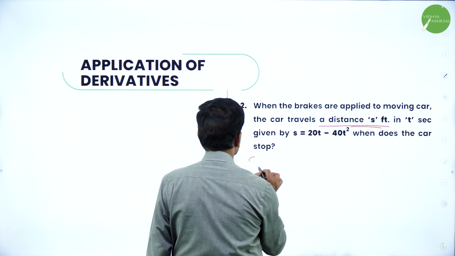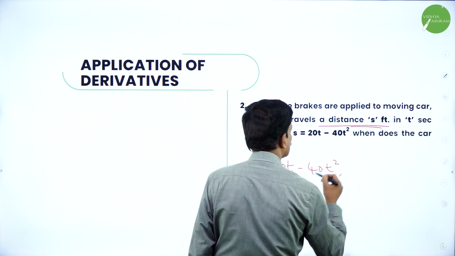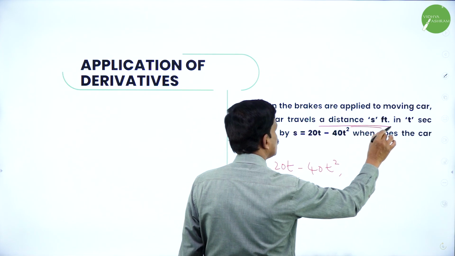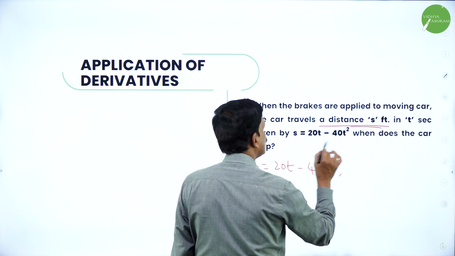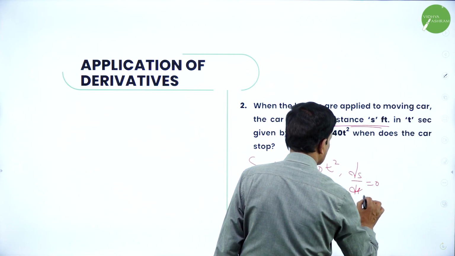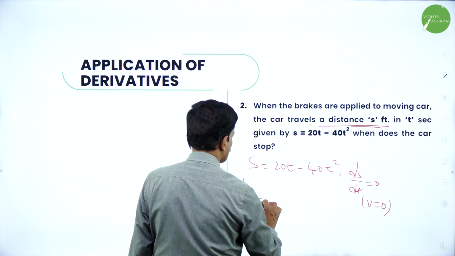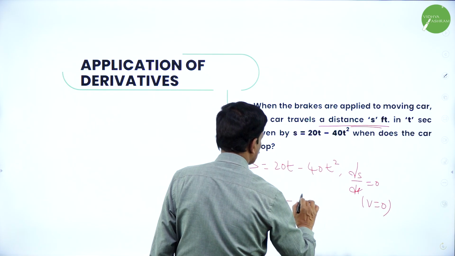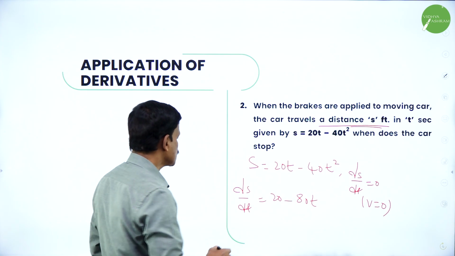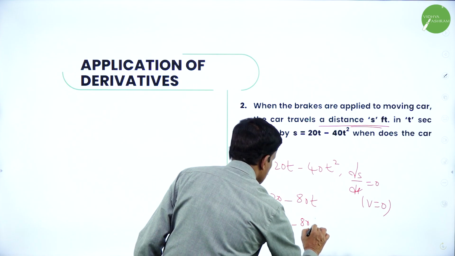What is given? s is equal to 20t minus 40t square. When does the car stop? It means the velocity is 0, that is ds by dt is equal to 0. Differentiate this: ds by dt is equal to 20 minus 40 into 2 is 80t. When the brakes are applied, velocity is equal to 0, ds by dt is equal to 0, so 0 is equal to 20 minus 80t.